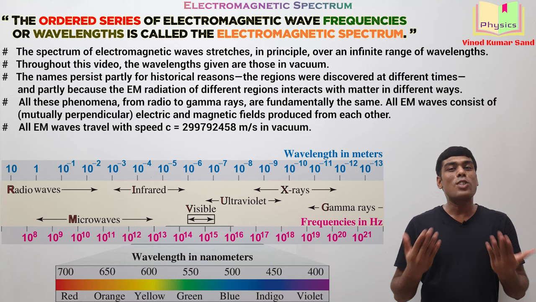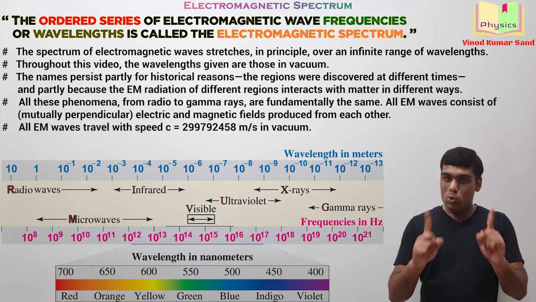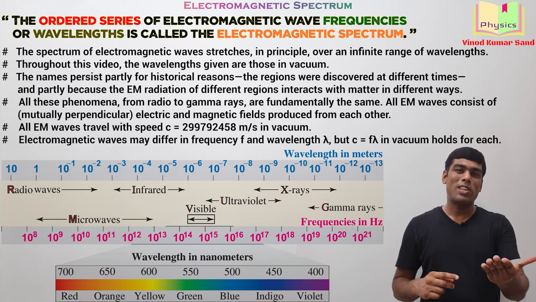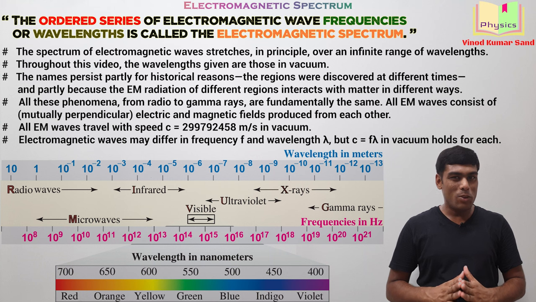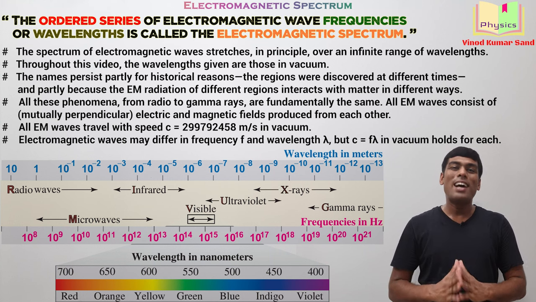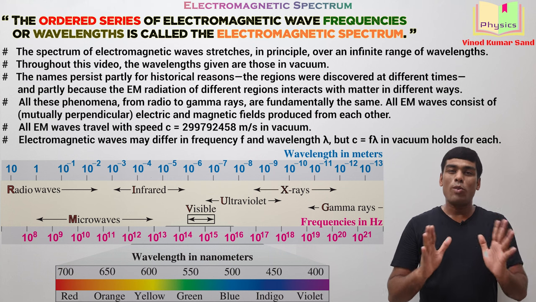And for all these electromagnetic waves, we'll be using a single formula, c is equal to f lambda. Here c is what? Again, the speed of light in vacuum. What is f? The frequency of the electromagnetic wave. And what is lambda? Lambda is the wavelength.